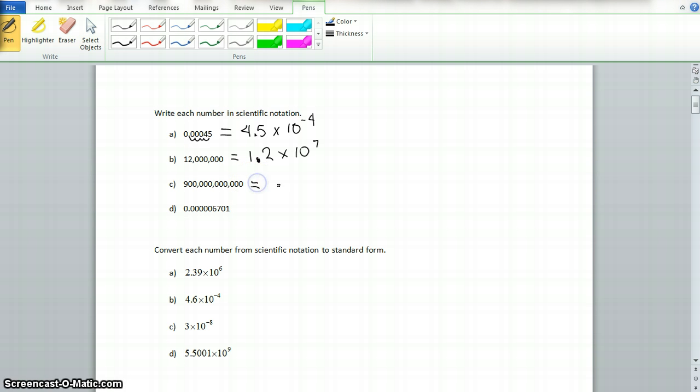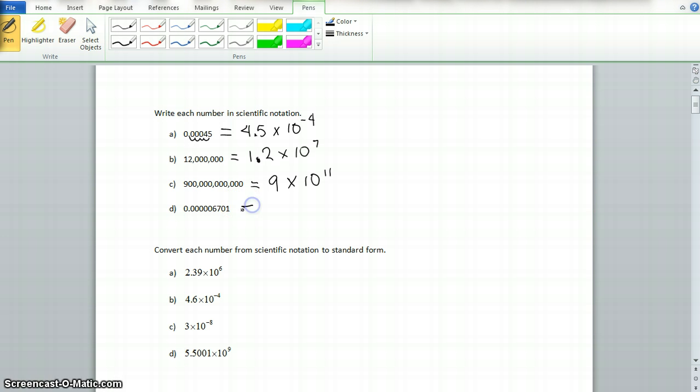Similar to part C, that's just a 9. The only non-zero digit there is 9, so you don't even have to use a decimal point. That's already between 1 and 10. Times 10 to the, let's see how many decimal places this is. 1, 2, 3, 4, 5, 6, 7, 8, 9, 10, 11. Yikes. 10 to the 11th. It's a large number.